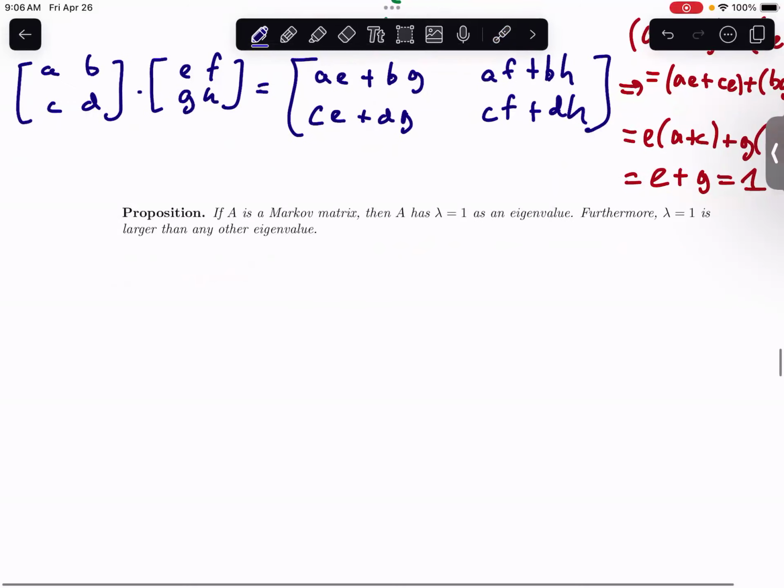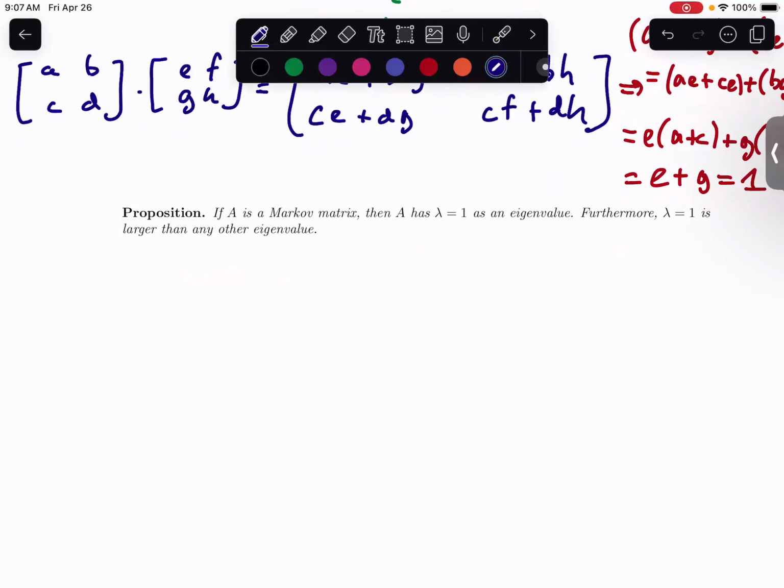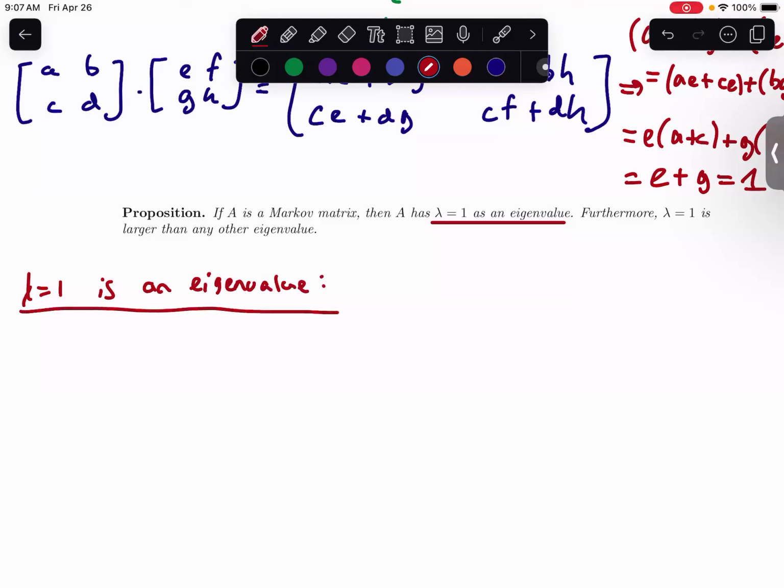So let's just break it in two. Again, I'm going to be pretty informal in going about the proofs of these statements. I don't want it to be a super proof-based lecture today. So the first statement we'll prove is that lambda equals 1 is an eigenvalue. And again, we're going to want to make use of the fact that the columns of A end up summing to 1.